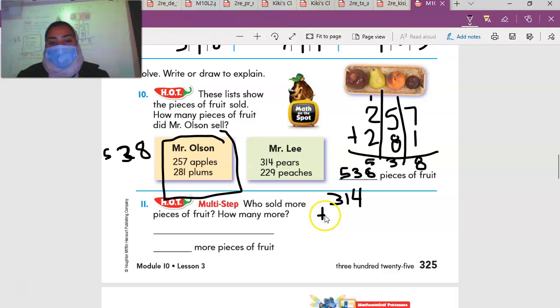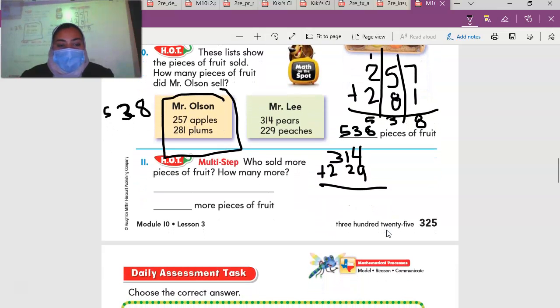Now find out how much Mr. Lee sold. I'll give you a minute to solve that problem. Four plus 9 is 13. 1 plus 1 is 2, and 2 plus 2 is 4. And 3 plus 2 is 5. So Mr. Lee sold 543.